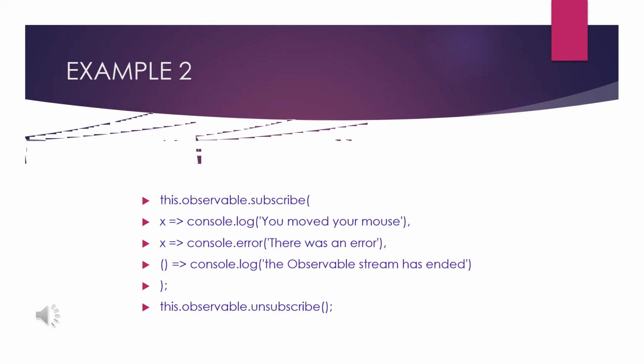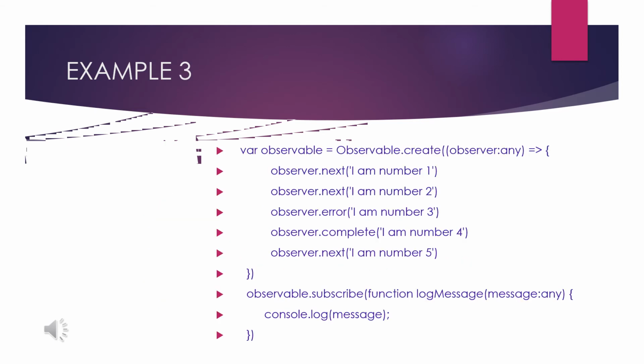Here the same example is rewritten, but here we use shorthand for these three methods: next, error, and complete. Next is replaced by an x, error is replaced by an x, and the complete method is replaced by empty parentheses. It works almost the same as the previous one, but this is a short syntax. So this is example 3, the same thing written.